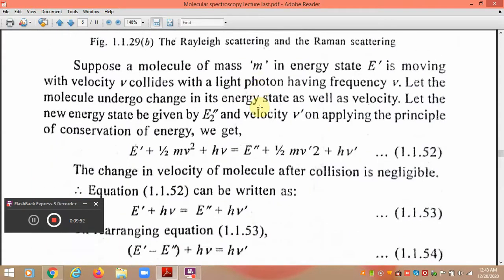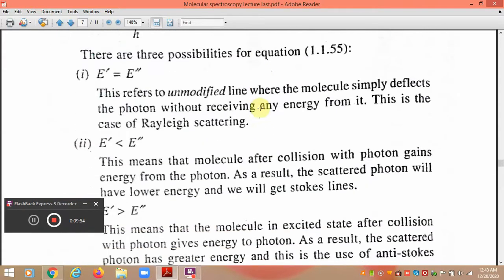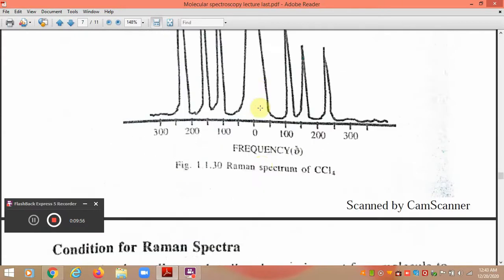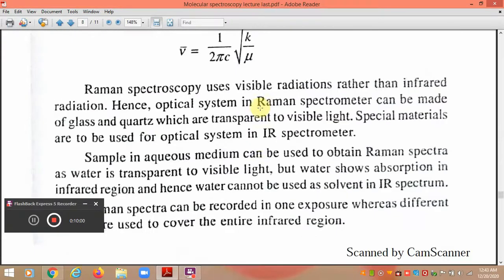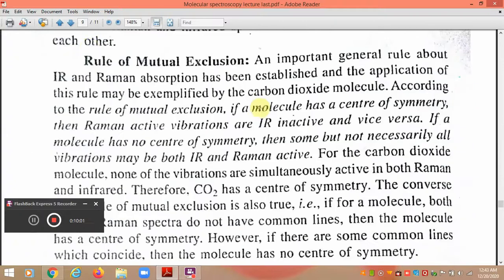Definitely this is not too important for you. This is also not important. The comparison between IR and Raman is not too important.